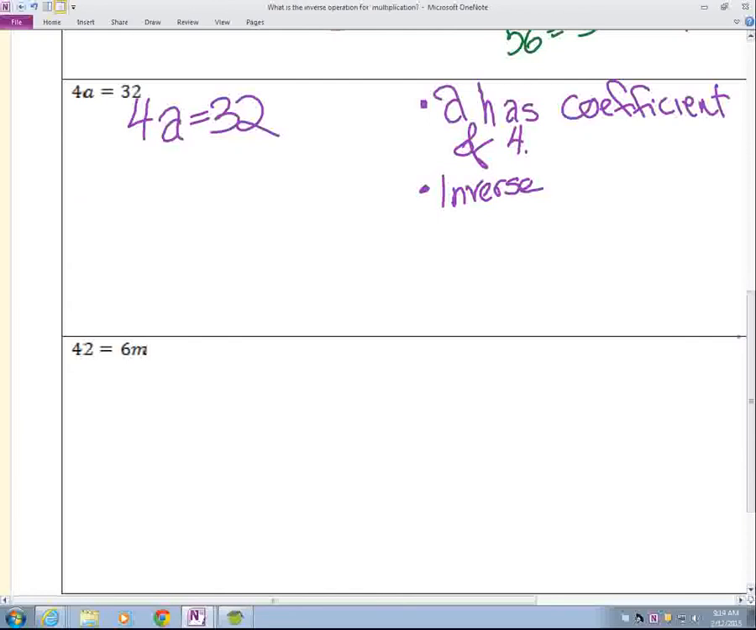The inverse of times 4 is what? Division by how much? Division by 4. Inverse of multiplying by 4 is divided by 4, or division by 4. You can write divided there if you didn't do it yet. Division by 4.